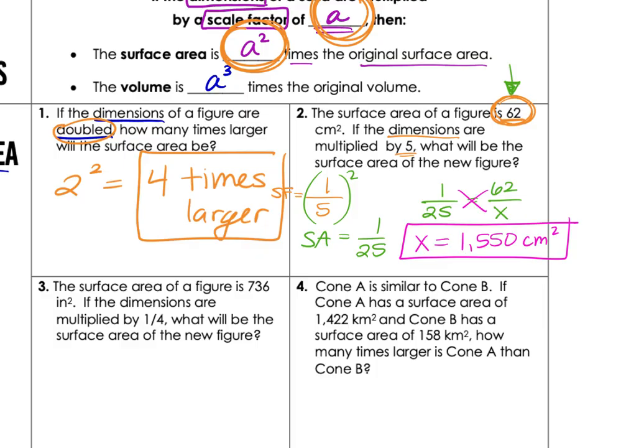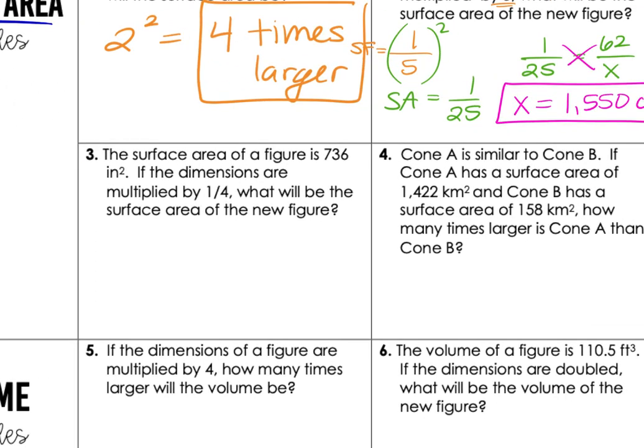All right, go to number 3. It says the surface area of a figure. So they're giving you a surface area, and then they tell you the dimensions are multiplied by 1/4. Is this figure growing or shrinking? It's getting smaller, right? So that means this is going to be the larger of the 2 surface areas because it's shrinking down. So if you're going to set up a proportion, that comes in handy. If the dimensions are multiplied by 1/4, okay, that means technically you have a 1 to 4 ratio, or you could say a 4 to 1 ratio, however you want to think of it.